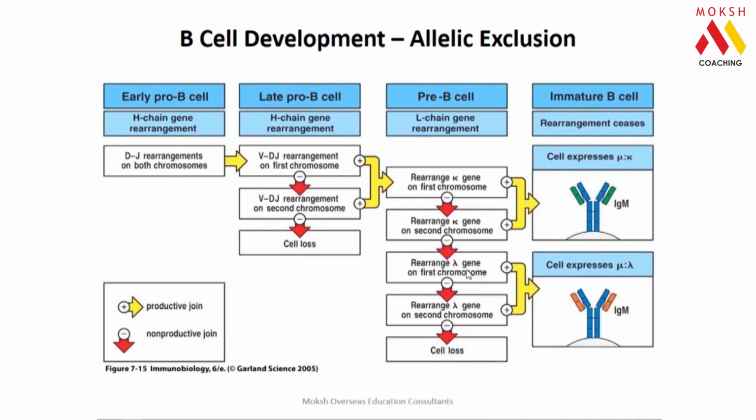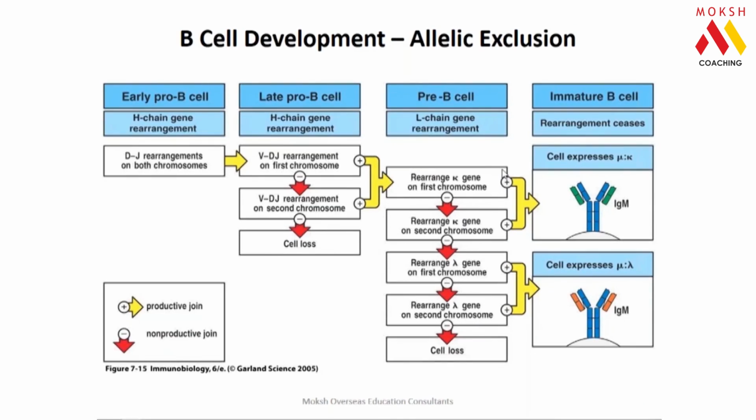If this is not successful, then we try the lambda on chromosome 22 from, let's say, the mother, and we try to make it. If this is successful, we put it next to the heavy chain and we make an immunoglobulin. If this is not successful, we go to the lambda on the other parent, chromosome 22, and then we try to make it. If this is not successful, then we apoptose the cell. If this is successful, we make an immunoglobulin.